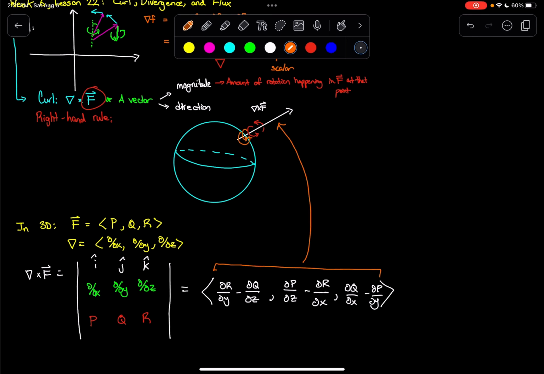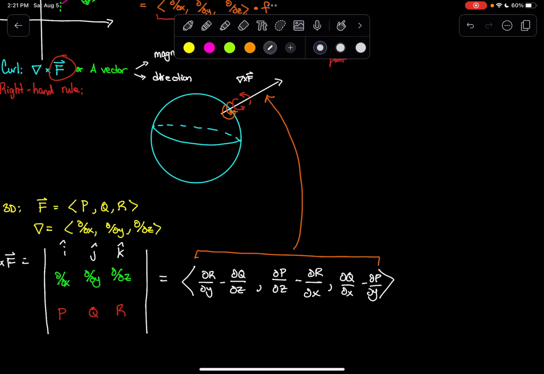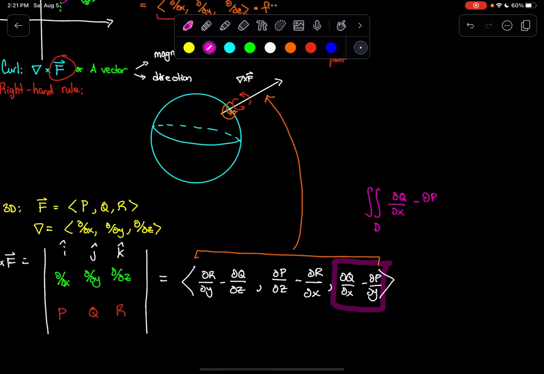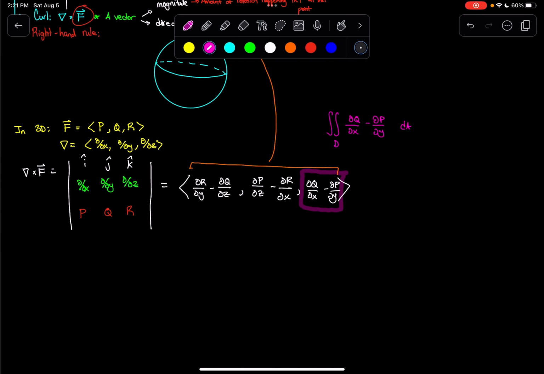Now, if you're a very eagle-eyed viewer, you may have noticed something interesting: this component right here should look very similar to when we used Green's theorem, which said that solving a line integral ended up just being this nice dQ/dx minus dP/dy with a dA, and all we had to do was evaluate this to solve a line integral. And now that we have a notion of what curl is, I want to deep dive into this a little bit more.